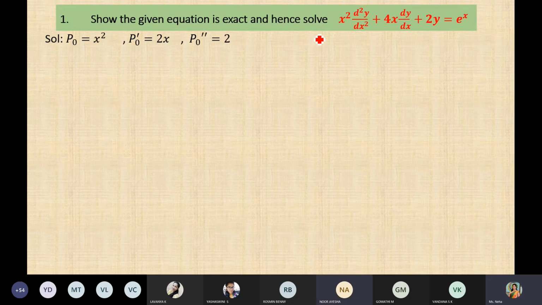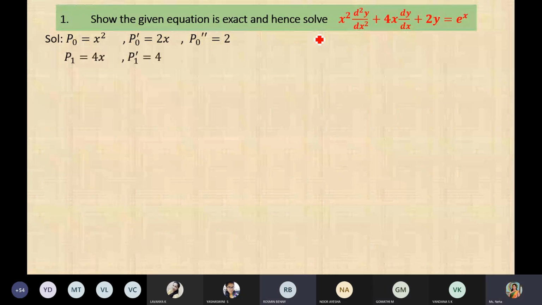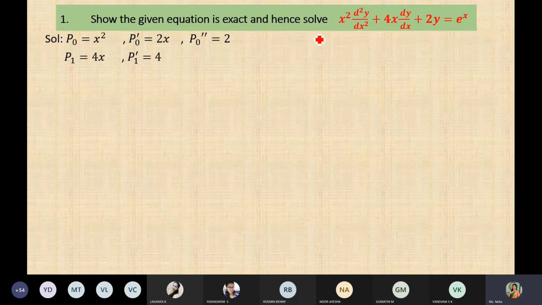Now what is your P1? Your P1 is 4x. So P1 dash will be 4. Very good. Here you only have to find the first derivative. Next we will be finding P2. My P2 is 2. Then I'll find Q. My Q is e to the power x. So first you will find all the values, then you will substitute them in your exact condition.